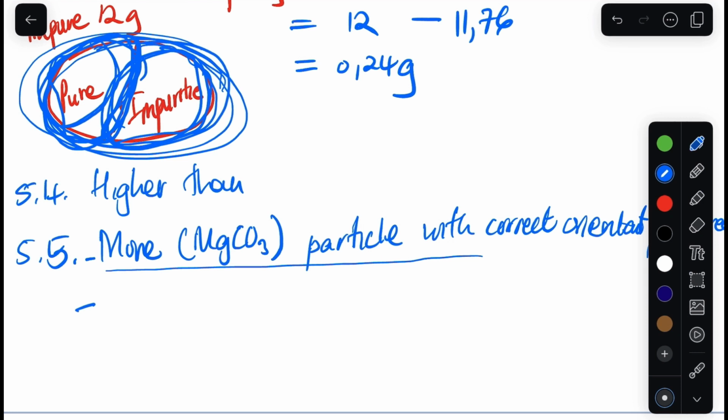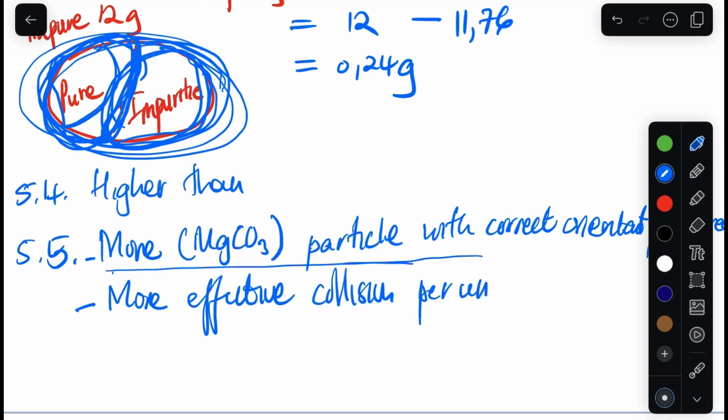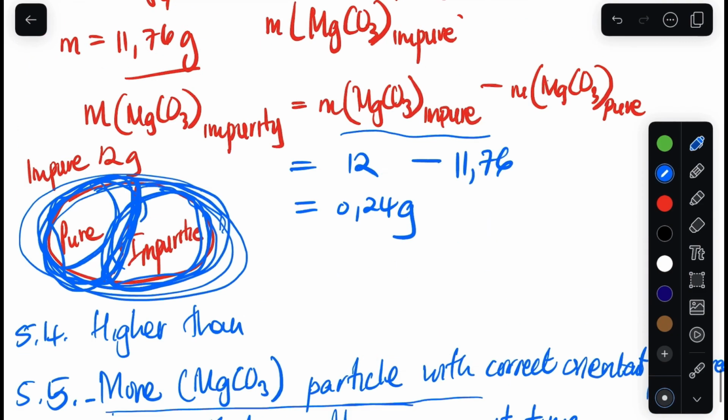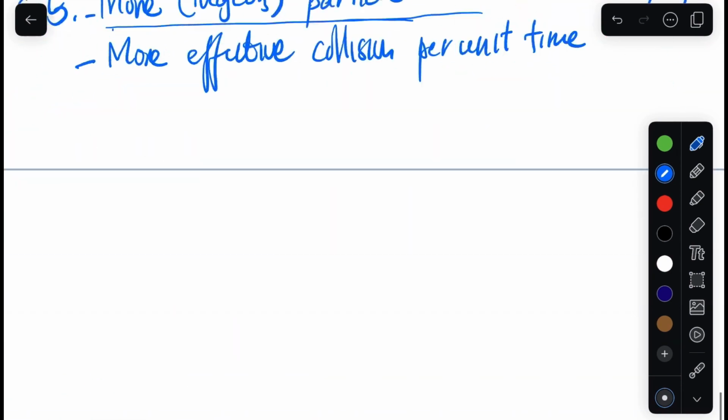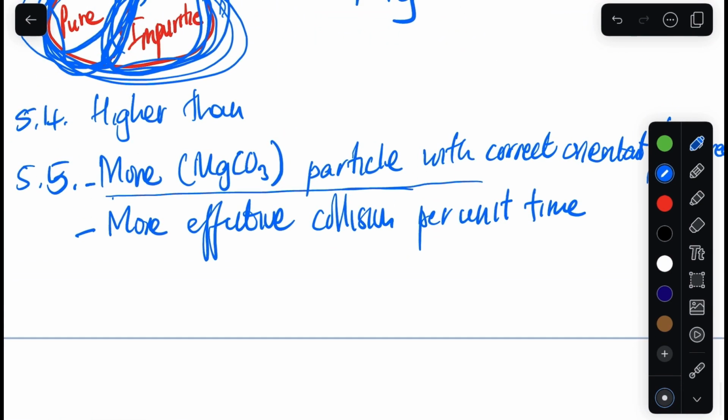Secondly, you have to talk about the effective collision. If there are more particles, that means there will be more effective collisions per unit time. More particles, more effective collisions, right? How many marks is that? It's 2 marks. That's okay. That's enough. We're done with that question.